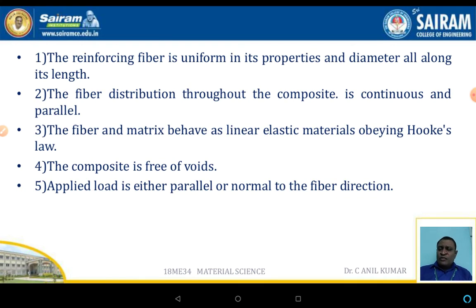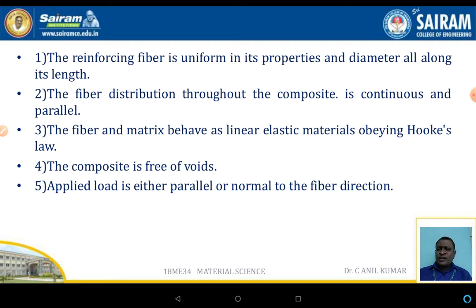As we know, for any material, while designing it or while calculating, we have to go with some assumptions. Without making assumptions, it is very difficult to go for a theoretical evaluation. The reinforcing fiber is uniform in its properties and diameter all along the length. Especially in this first assumption, we know that the property is not the same throughout the length of the fiber, and the diameter is also not even throughout the length because of some defects. There may be some variations, but even then we are assuming it as uniform.